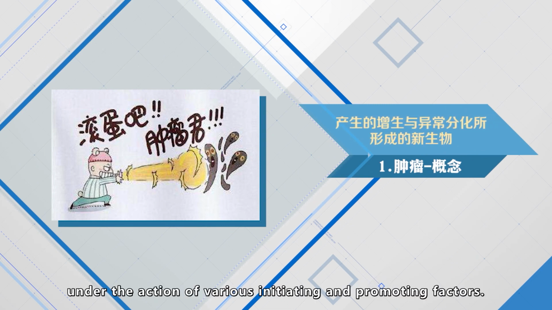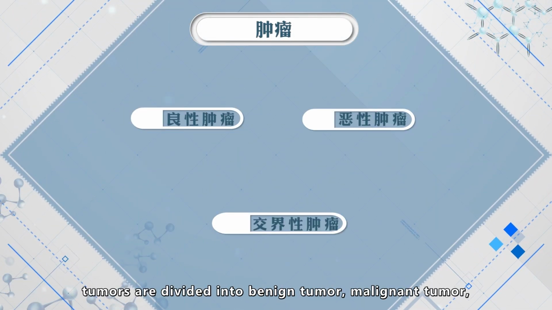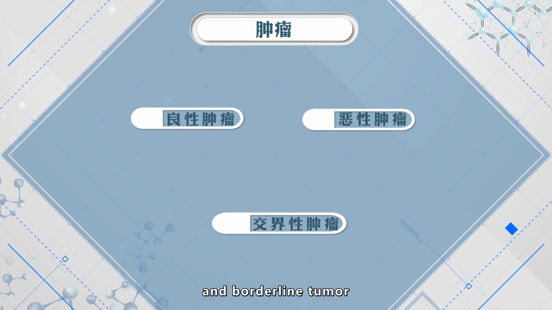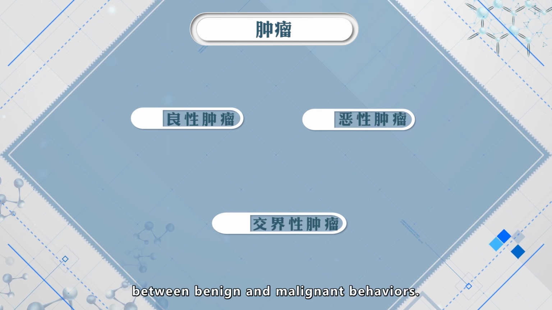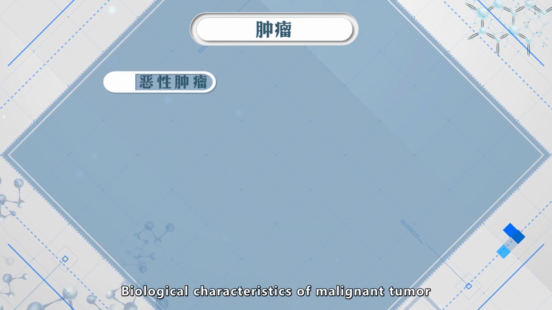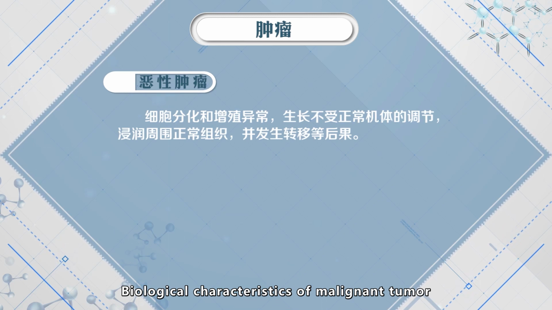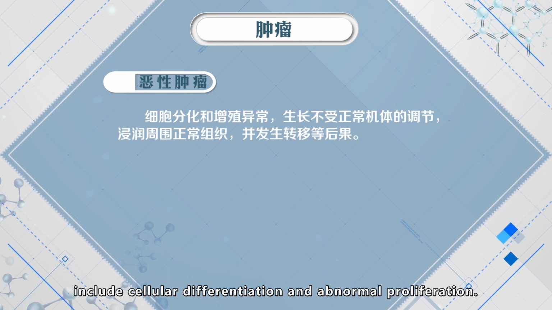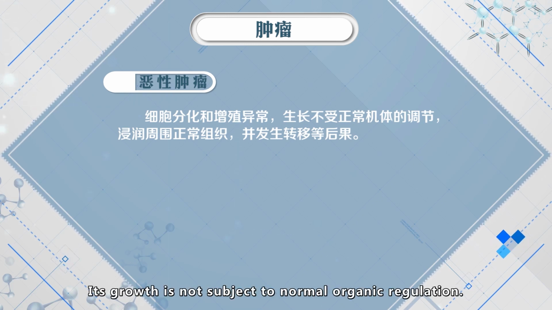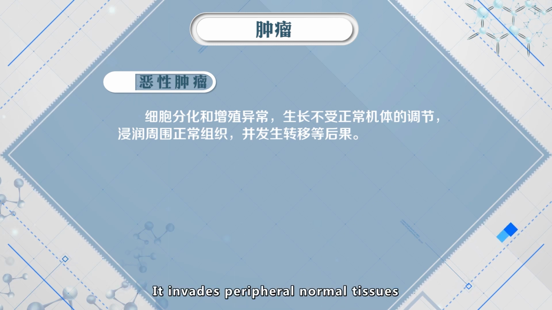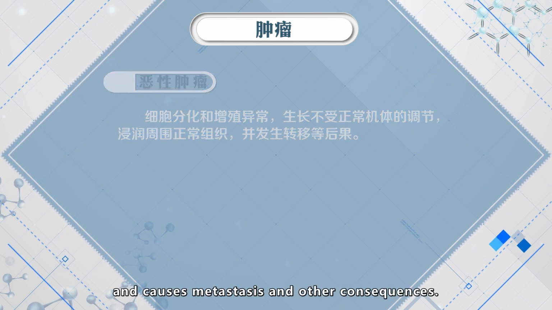action of various initiation and promoting factors. By biological behaviors, tumors are divided into benign tumor, malignant tumor, and borderline tumor, between benign and malignant behaviors. Biological characters of malignant tumor include cellular differentiation and abnormal proliferation. Its growth is not subject to normal regulation. It invades peripheral normal tissue and causes metastasis and other consequences.